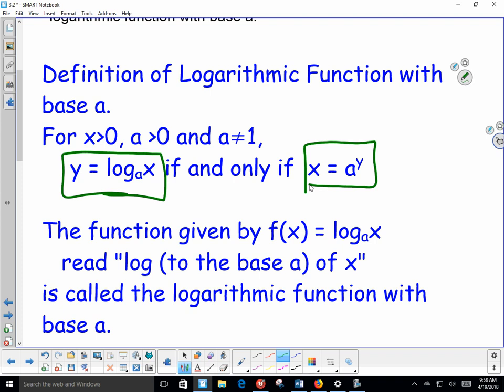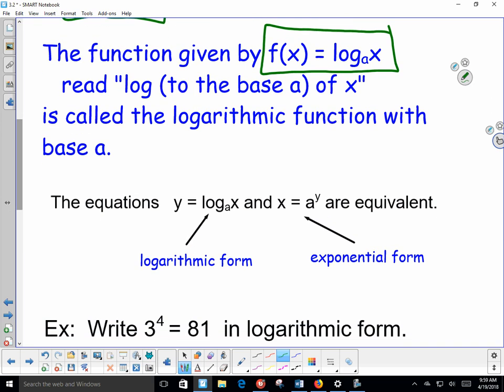The function given by f of x equals log to the base a of x, and I'm telling you how to read it, log to the base a of x, is called the logarithmic function with base a. You don't have to write all this down, but just so you get the idea that these are identical. So the equations y equals log to the base a of x and x equals a to the y are equivalent equations. One's just written in exponential form, and the other is written in logarithmic form.